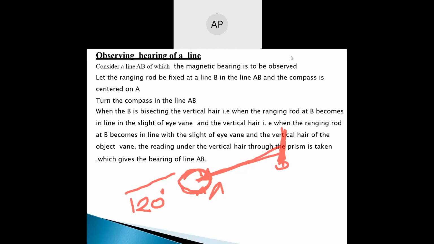That is how we measure angles between different lines. And suppose we have to find another bearing, let's suppose from B to C. Then we have to bisect C from B. Then we will get this bearing. This is how to make the traverse.